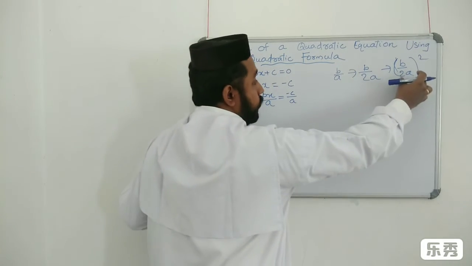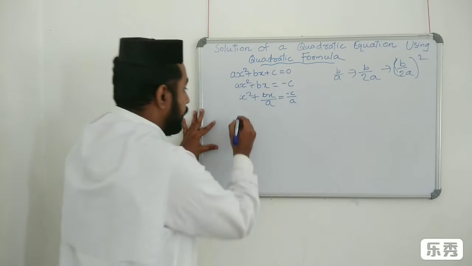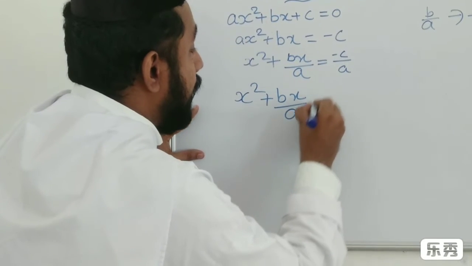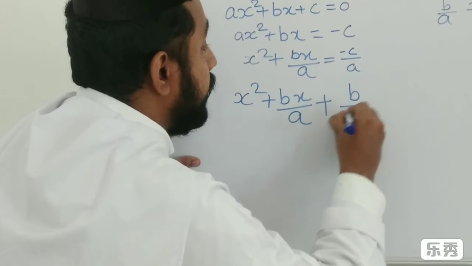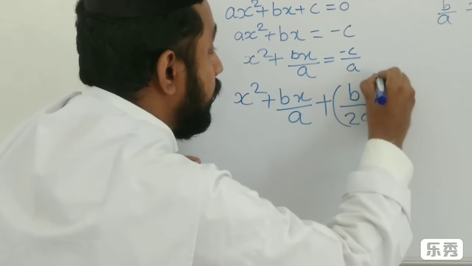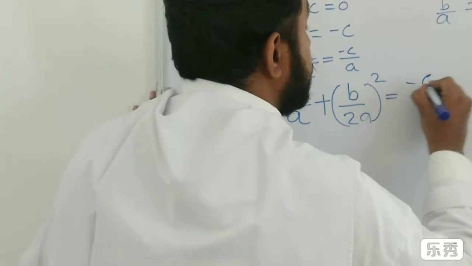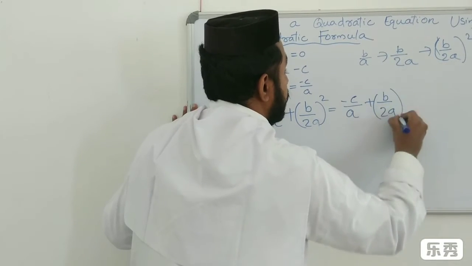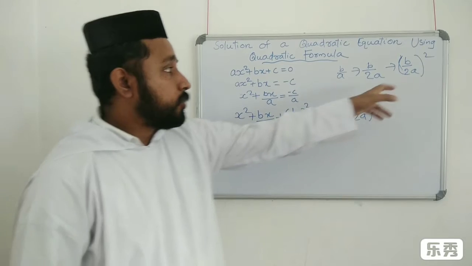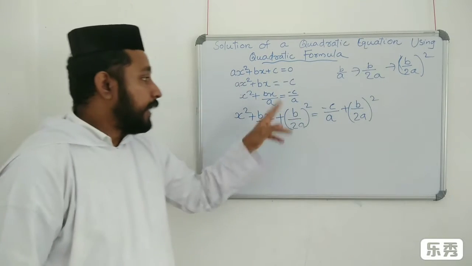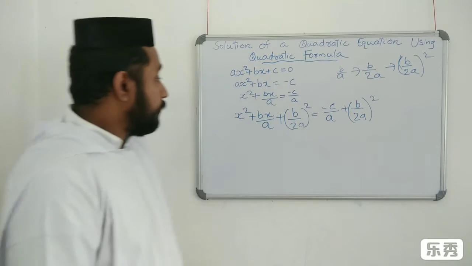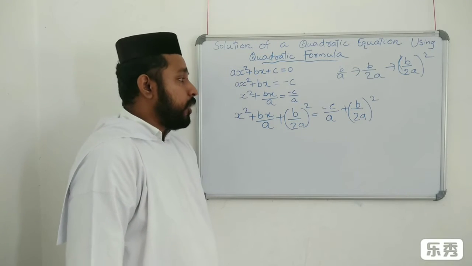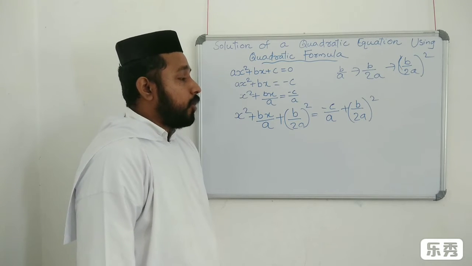We are going to add this quantity to the equation, which means x² + bx/a + (b/2a)² = -c/a + (b/2a)². So we added this quantity (b/2a)² to both the LHS and the RHS, and we got x² + bx/a + (b/2a)² = -c/a + (b/2a)².